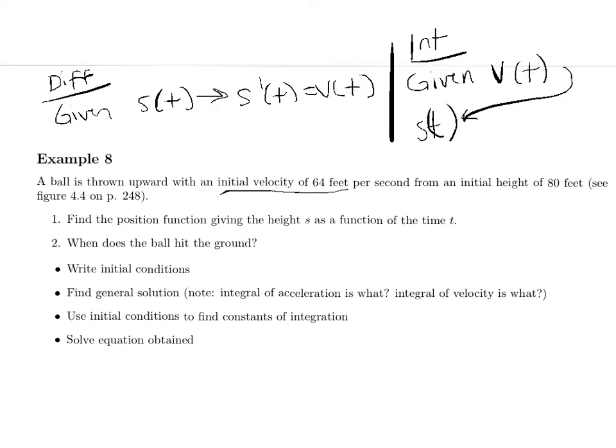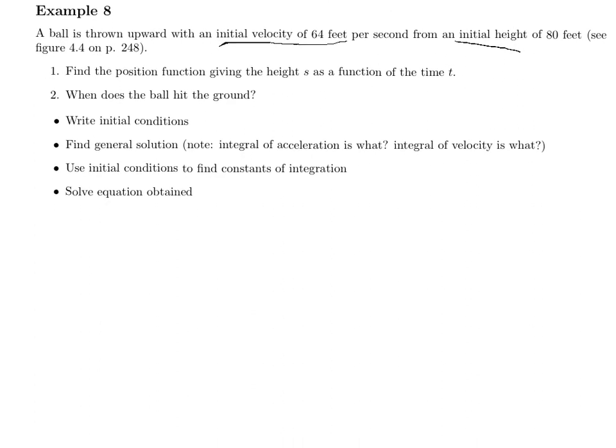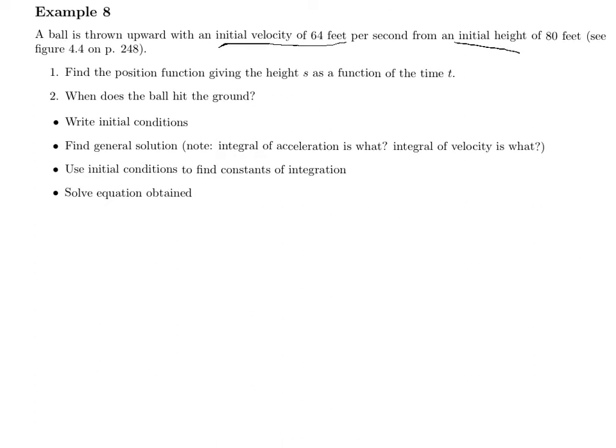And then we'll get our position function plus a constant, and then if we're given some initial condition, like the initial height, then we can find the exact function. So that's what we're going to do here. We start with a ball being thrown upward with initial velocity of 64 feet per second from an initial height of 80 feet.